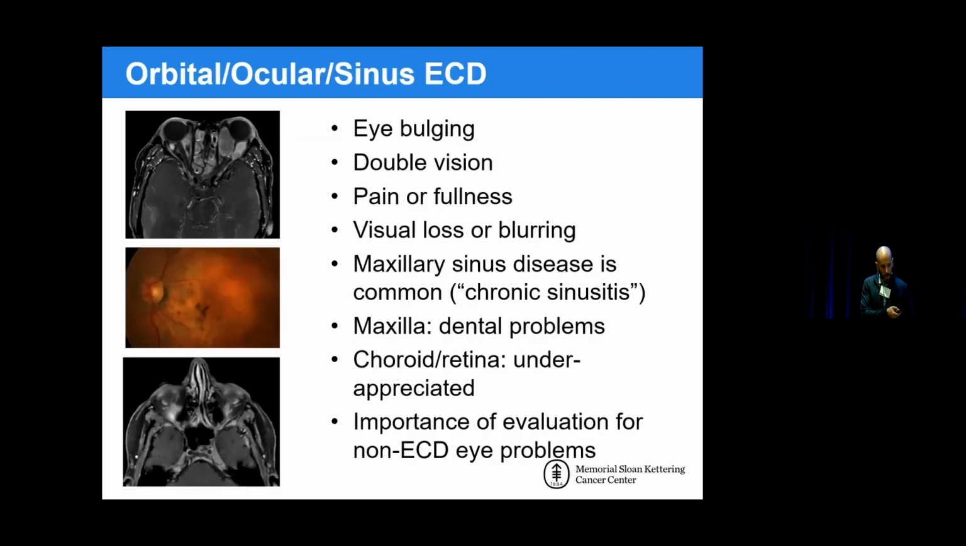In terms of ECD affecting behind the eyes, the classic manifestation in some patients is a tumor behind one eye or both eyes, which can cause bulging, double vision, pain, or fullness. I work with an ophthalmology colleague who examines every patient. If you look behind the eye, you can often see the footprint of ECD in the retina or the choroid. That's probably more common than is appreciated.